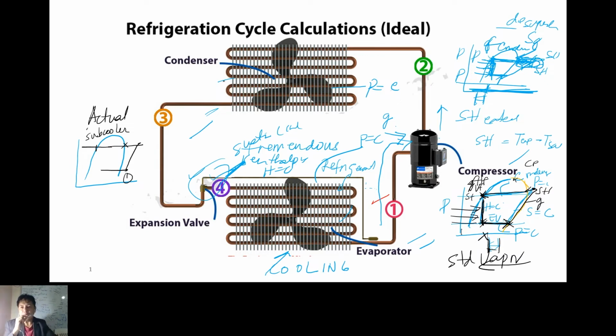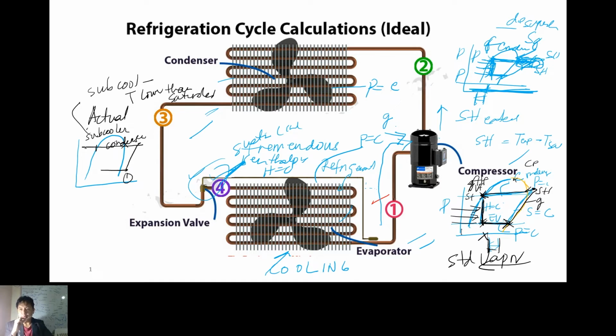Subcool means a temperature lower than saturated. So the subcool region is the temperature lower than saturated. So why do we put a subcooler? Because the temperature and the pressure at the condenser are still high. The liquid refrigerant is very hot. So we need to cool it again, subcool, so that it becomes colder.